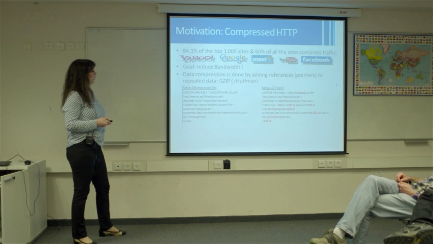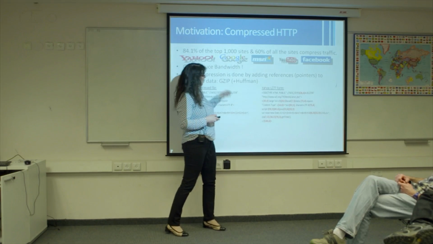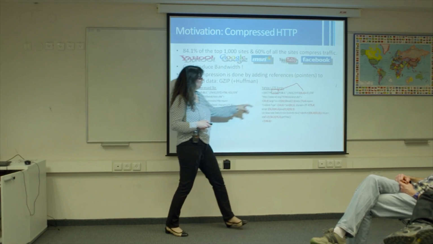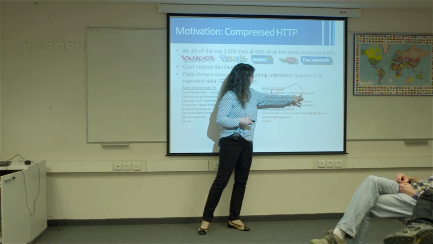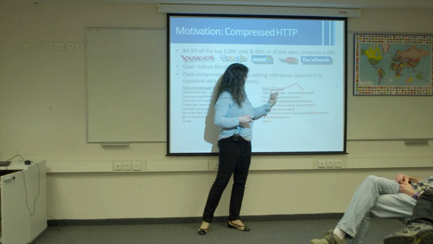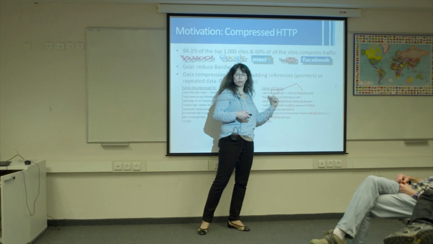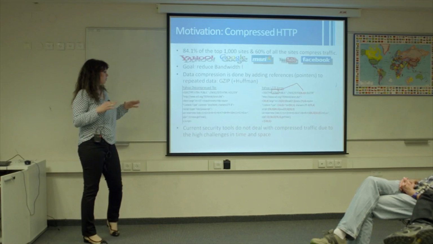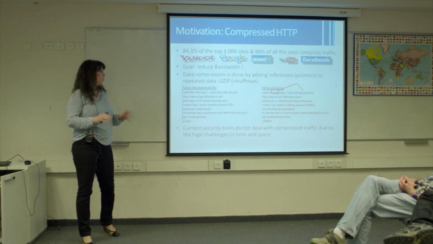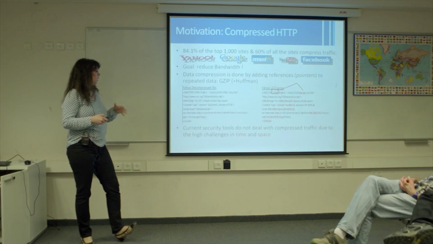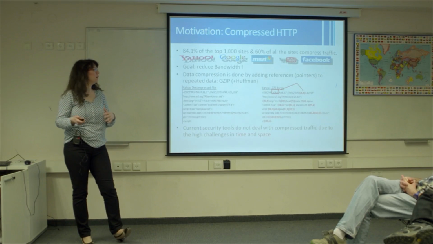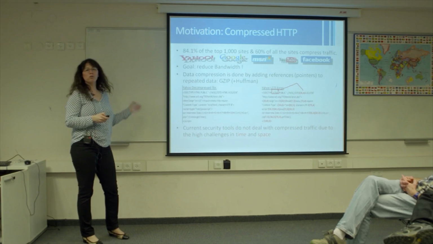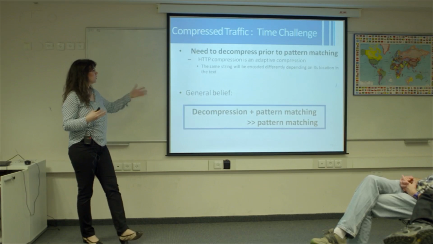Let's see an example. We have here data for an HTML page from Yahoo. You have here a reference. The reference means go back and copy from 26 bytes back, copy exactly 6 bytes. Go back 26 bytes, copy 6 bytes. This is how it's done. And the problem is that current solution tools do not deal today with compressed traffic due to the high challenges in time and space. Which, if you think about it, is a little bit frightening, because they ignore a huge amount of the traffic.